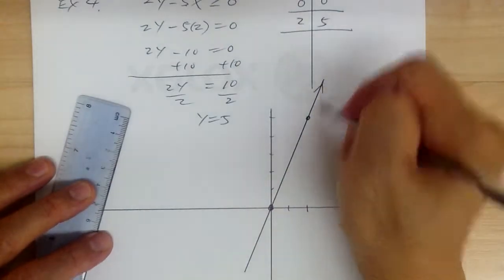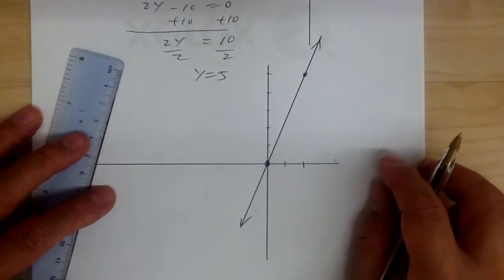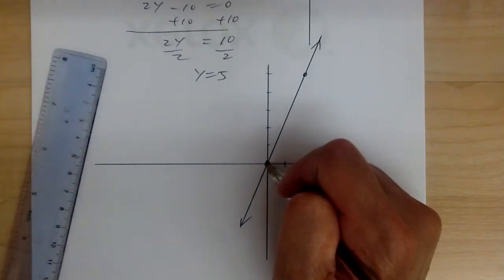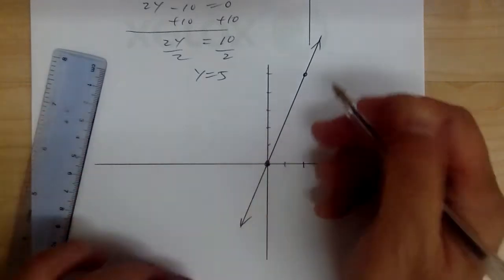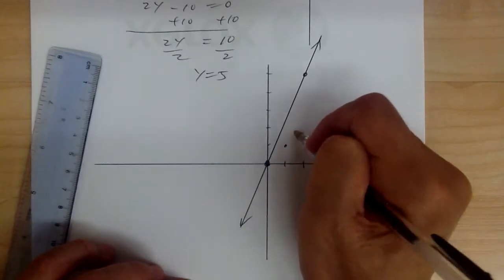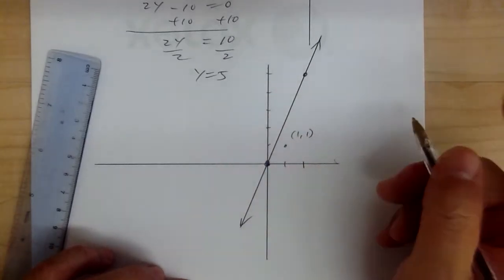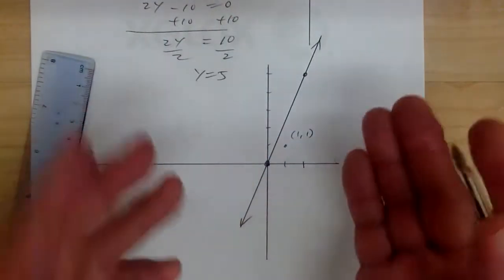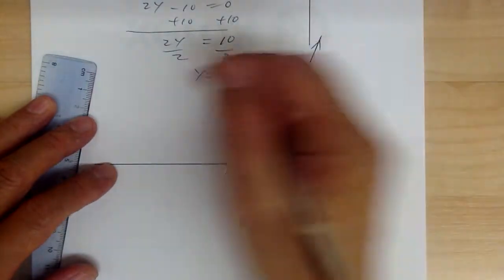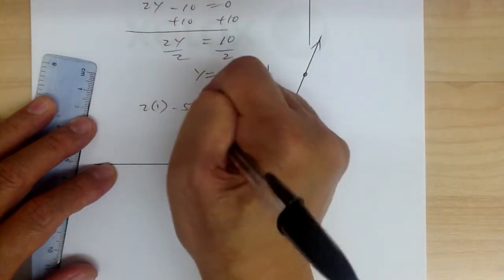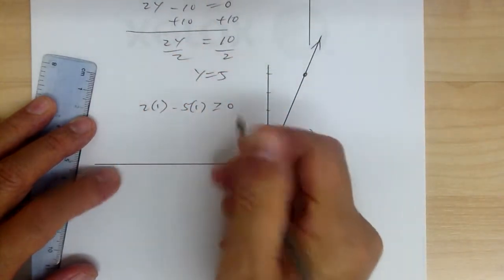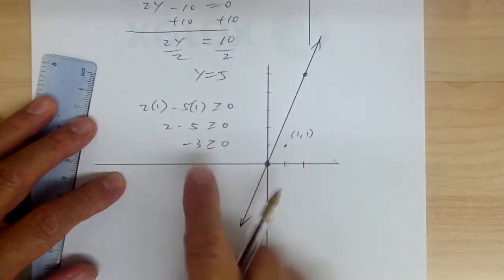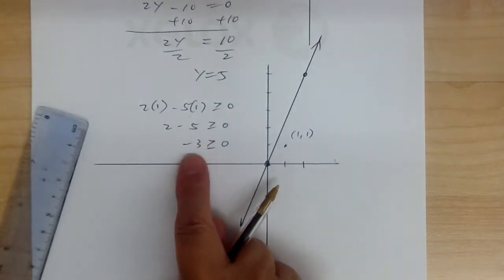Okay. So now we'll do the testing point. Again, your best choice is 0, 0. But remember, you cannot choose a point on a line, right? So this one is no good. My next choice would be 1, 1. Because the reason I say that earlier is that if you use 1, you can just substitute without having to think about which is x, which is y. So when you substitute in here, you're going to get 2 times 1 minus 5 times 1 is greater than or equal to 0. So you got 2 minus 5 is greater than or equal to 0. So negative 3 is greater than or equal to 0. So that's false. So this is not true.